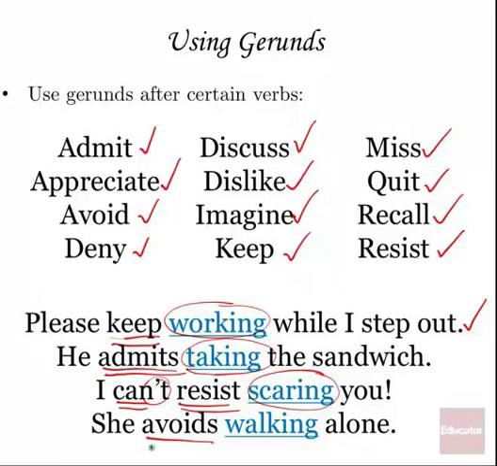She avoids walking alone. Avoids is our verb. Walking is our gerund. And again, it's acting like a noun. You could just as easily say she avoids crowds.